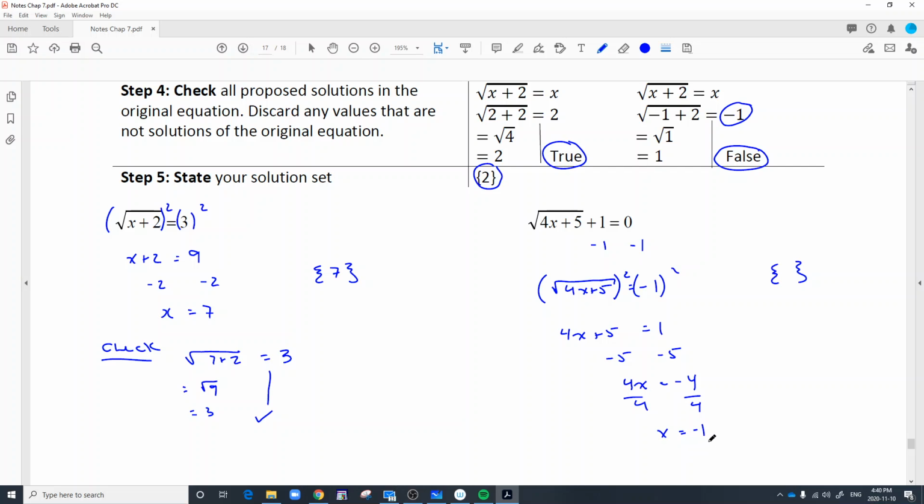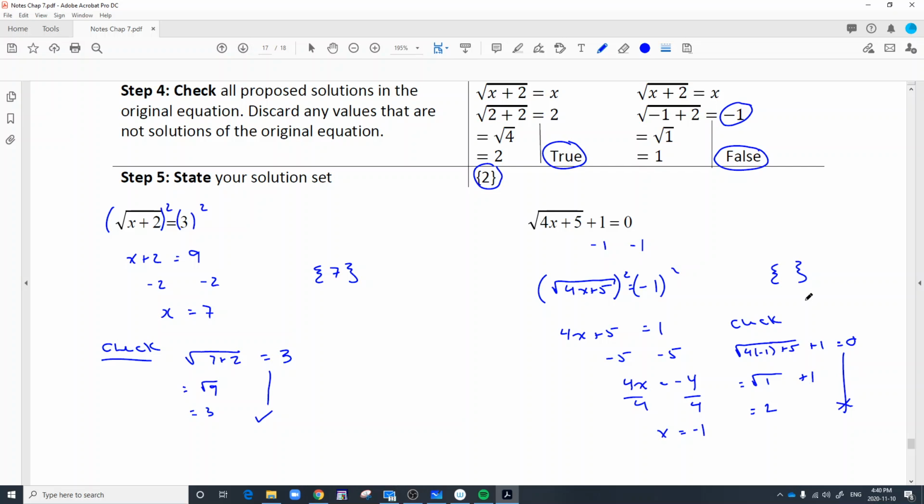So you get a solution, but this is a proposed solution. So we're going to check it. The square root of 4 times negative 1 plus 5, plus 1, does that equal 0? So remember, always check into your original equation. This is the square root of negative 4 plus 5, which is 1, plus 1, which is going to give me 2. So this did not work. And so there is no solution for this one. So my only choice is to write an empty set.